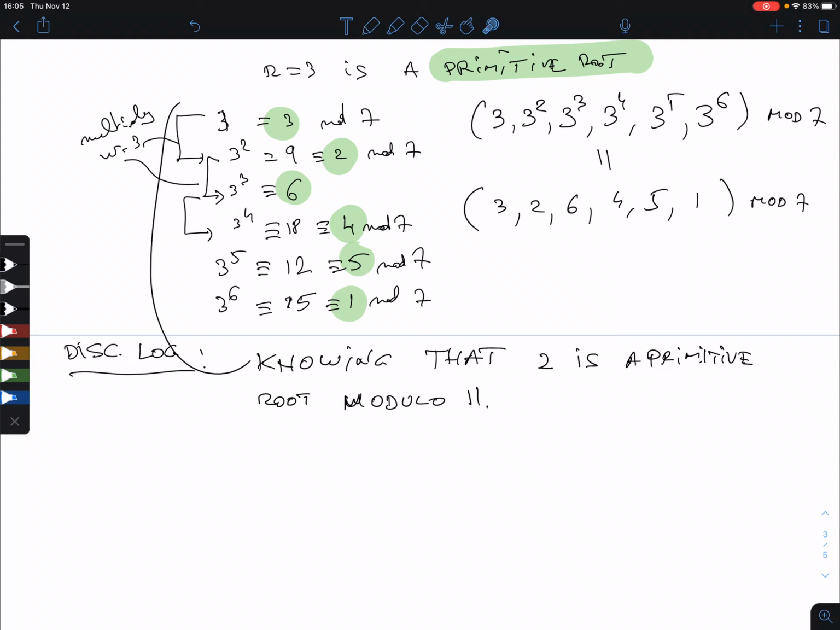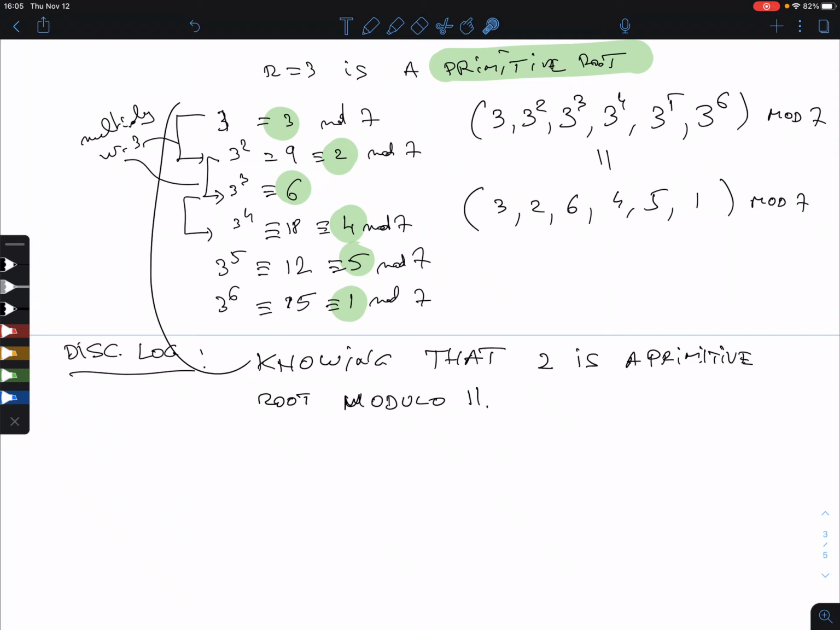And so what it says is, every number has a unique position here. So every number corresponds to a unique power, and that is what we call the discrete logarithm. Remember, what is a logarithm? A logarithm of a number is what power do you need? A logarithm is always with respect to some base. Let's say the logarithm with base 10.